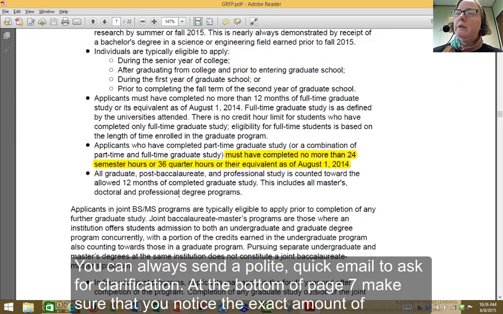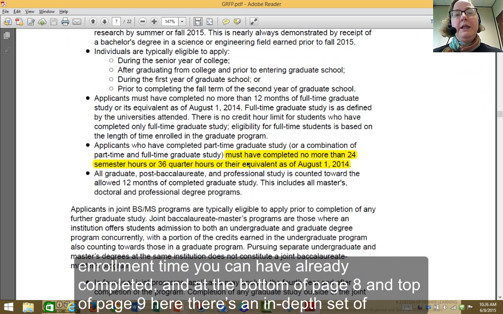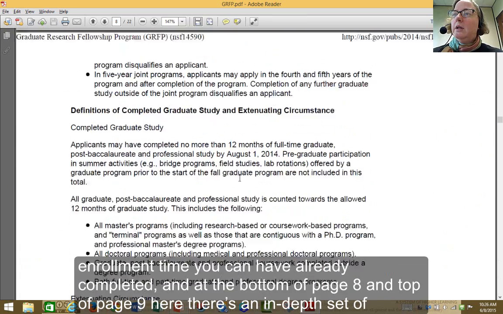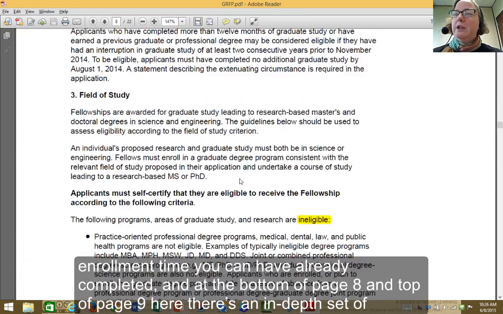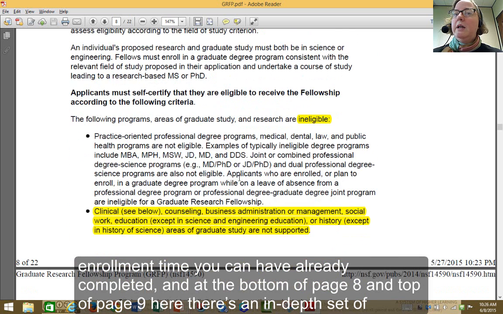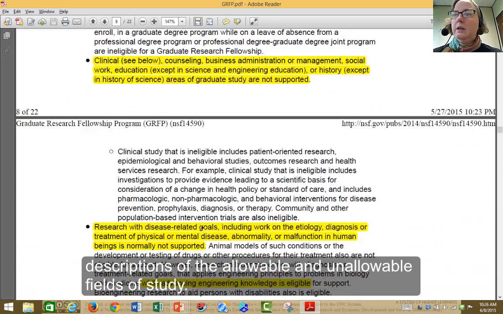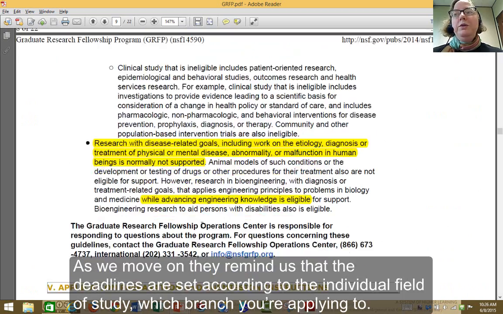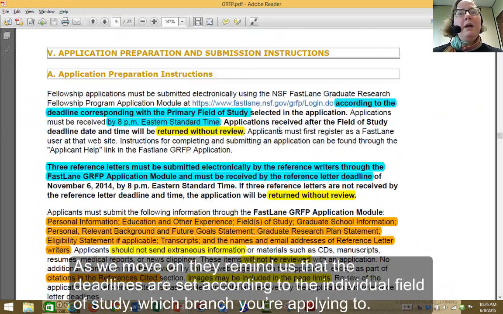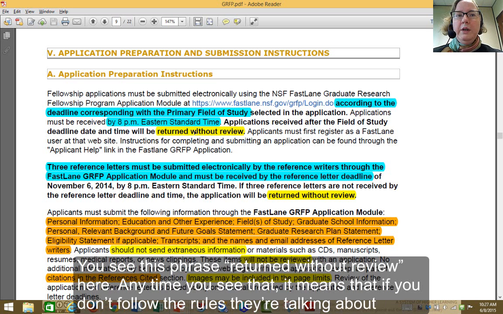At the bottom of page 7, make sure that you notice the exact amount of enrollment time you can have already completed. And at the bottom of page 8 and top of page 9, here's an in-depth set of descriptions of the allowable and unallowable fields of study. As we move on, they remind us that the deadlines are set according to the individual field of study, which branch you apply to. And you see this phrase, returned without review, here.